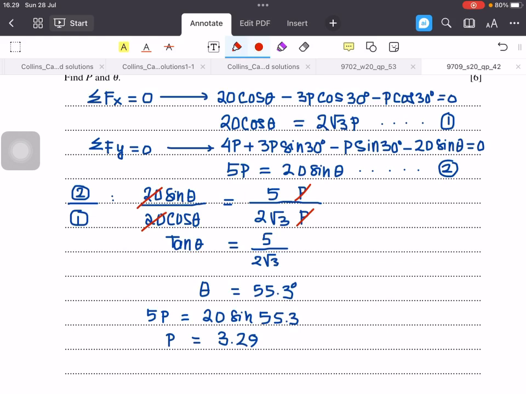And then for the value of P, we can use either the first equation or the second equation. In this case, I'm using the second equation because it's easier. Replace theta with 55.3 degrees, and then finally we get the value of P, 3.29.